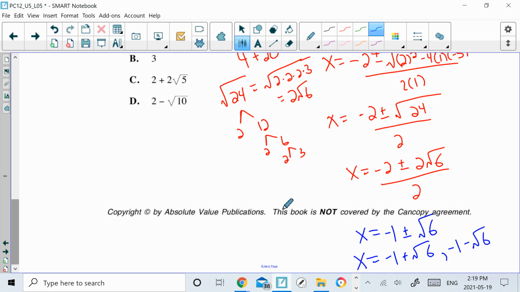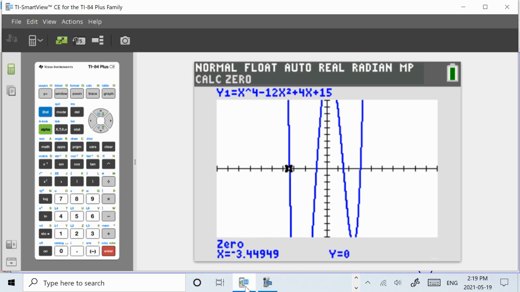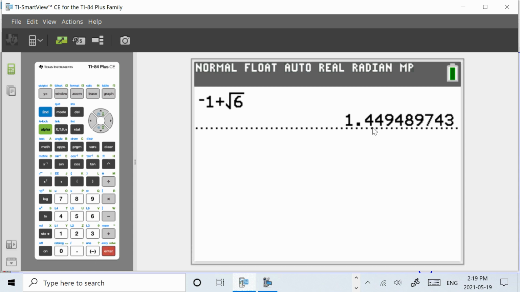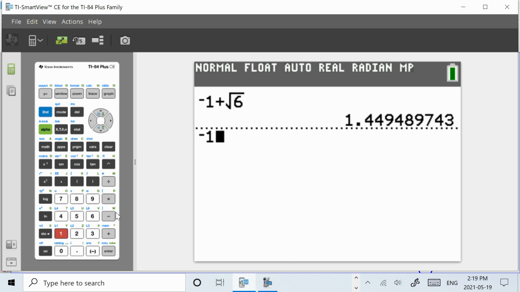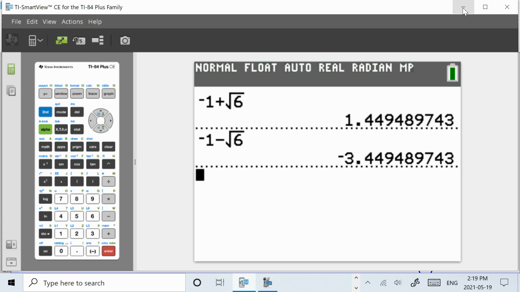And just to sort of show you, and then we'll be done that question. So it's like a really long, labor-intensive question. Okay, so negative 1 plus root 6. There's that 1.449, and then negative 1 minus root 6. There's that negative 3.449. And so those are the roots of the equation.